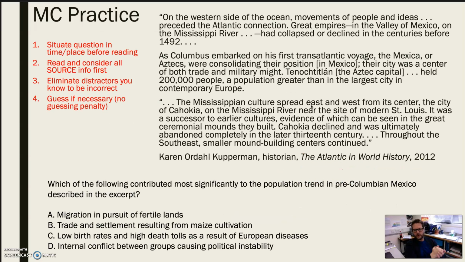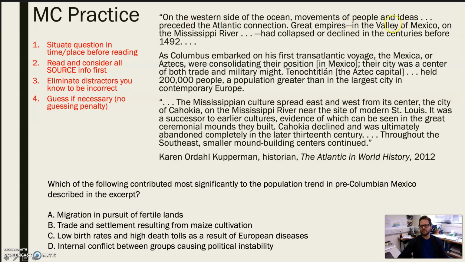All right, so let's look at one real quick, okay? First, situate the question in time and place before you read. So we're looking at a historian in the Atlantic and World in 2012. So we know this isn't the time and place, right? This is a news article. So let's look up here at what we've got.